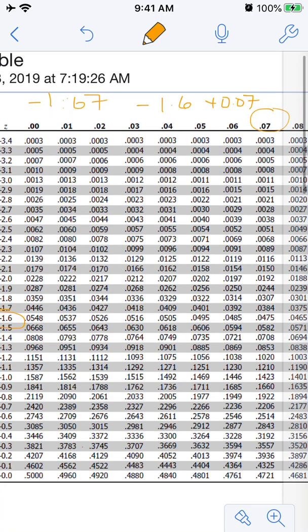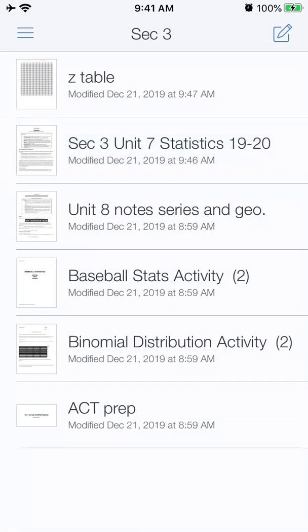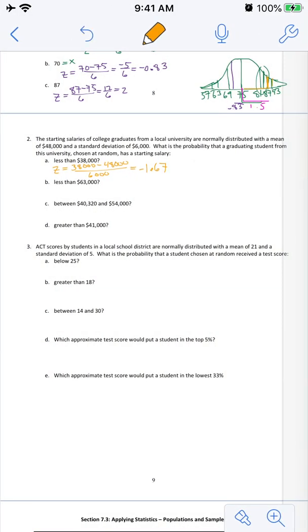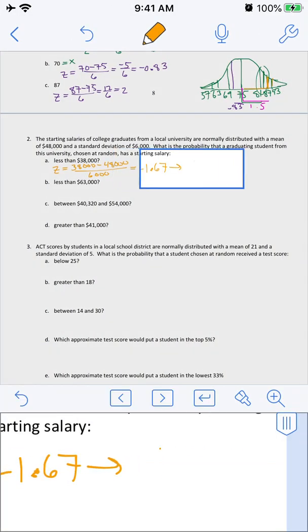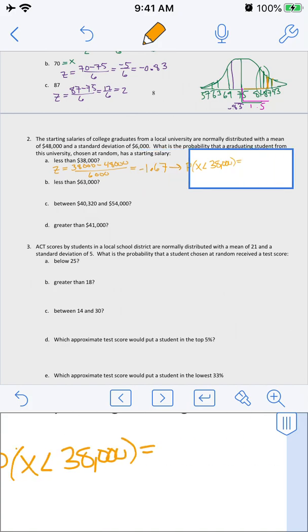Right about there. So we get 0.0475. In other words, what somebody has found is that if you go back that far and you add up the values to there, you get 4.75%. And so they've basically done the adding part for us. Go back to our notes now. We can just write that down. This translates to a probability x is less than 38,000, that's 4.75%. And that's it. That's it. They've basically done that work for us with the z-table.